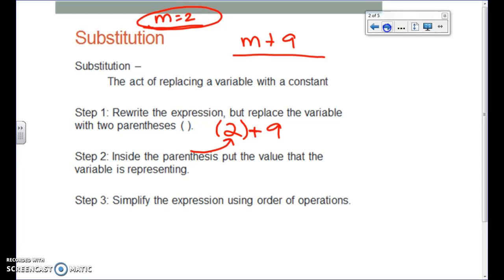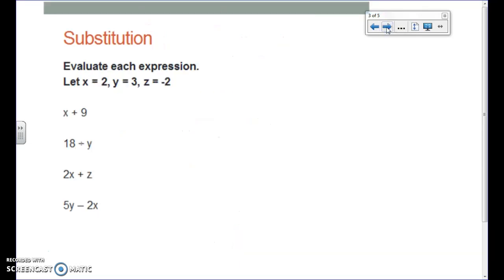So once we see that there's no operations, meaning no addition, subtraction, multiplication, or division inside the parentheses, we can disregard the parentheses and follow order of operations. 2 plus 9 is 11. So if I were to evaluate that expression, I know that I would simplify it down all the way to 11.